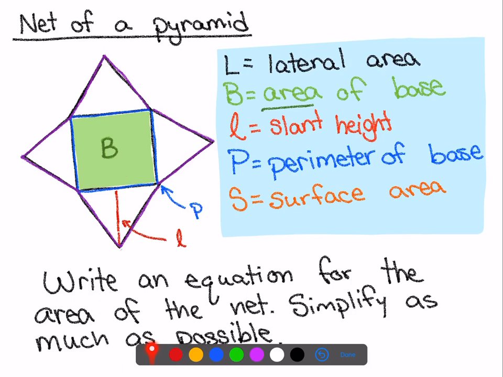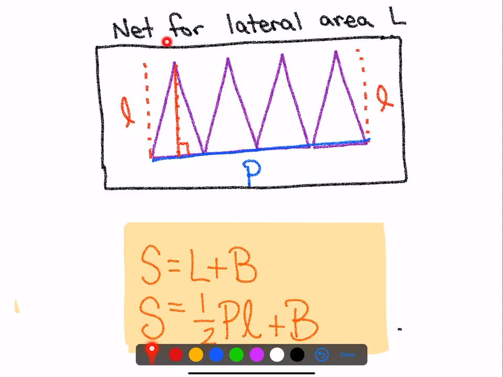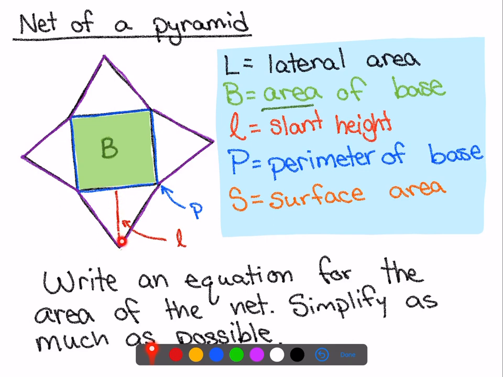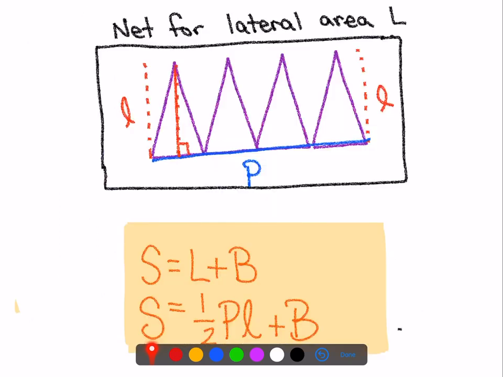All right. So, for the net for lateral area L, again, we have these 4 triangles here. I just drew them side by side. I expanded it out, stretched it out. And of course, we know that the perimeter, P, is the length of all of them put together. Meanwhile, as we saw in that last slide, our slant height is l. And in this case, it's the height of the triangles. So, P, our perimeter, times l, multiplied by 1/2, because they're triangles, will be our lateral area.